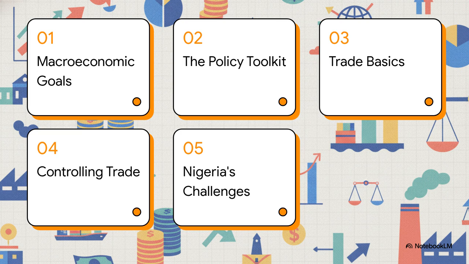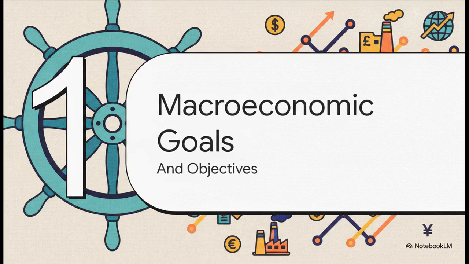Our roadmap today is highly structured. We're going to start with macroeconomic goals, then move to the policy toolkit. After that, international trade basics, followed by controlling trade, and finally we'll ground all this theory by looking at Nigeria's specific trade challenges. So, kicking things off with Part 1, macroeconomic goals and objectives.